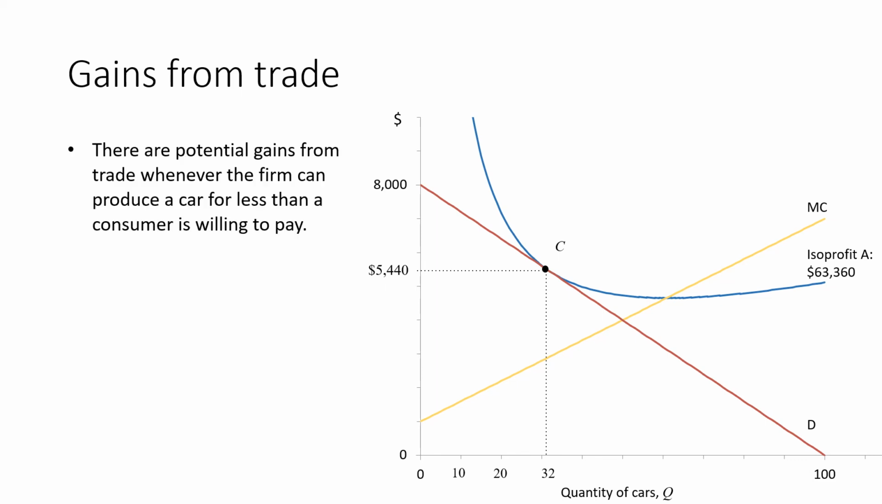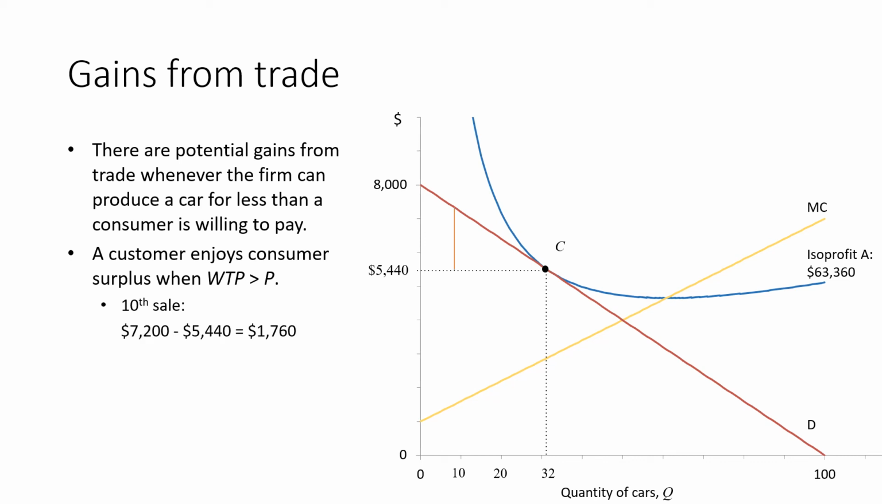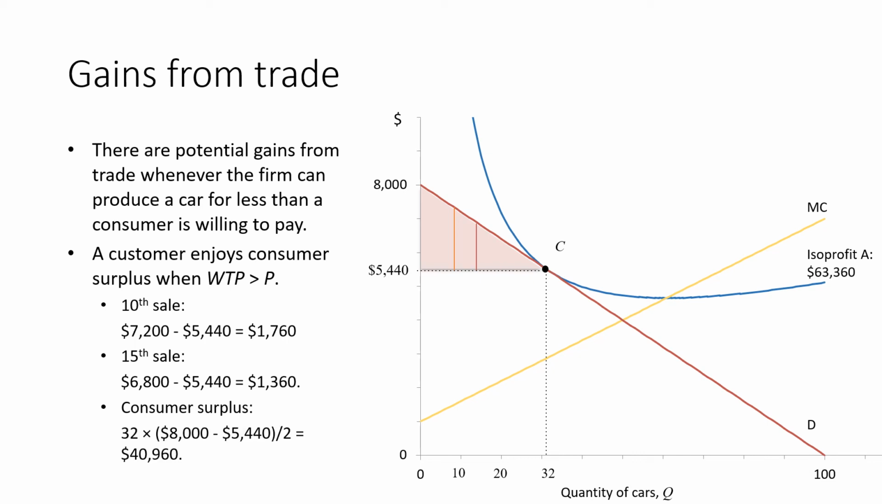There are potential gains from trade whenever the firm can produce a car for less than a consumer is willing to pay. A consumer enjoys consumer surplus when their willingness to pay is bigger than the price. For example, here the 10th sale is going to give 1,760, and the 15th sale is going to provide 1,360, and the consumer surplus is going to be the entire triangle here. If you remember from calculus classes how to calculate the area of a triangle, your consumer surplus is going to be 40,960.